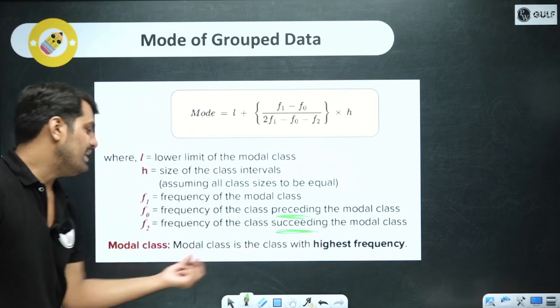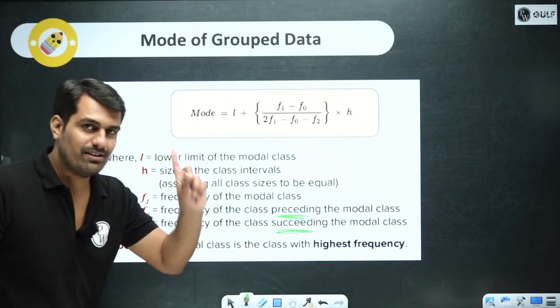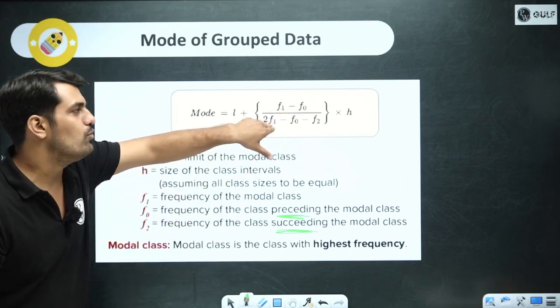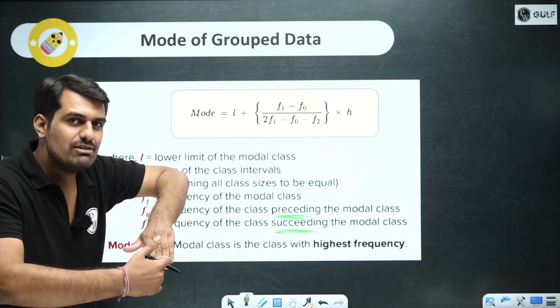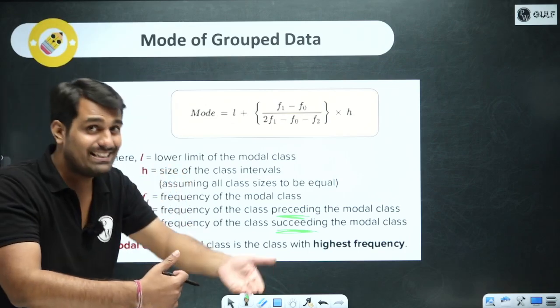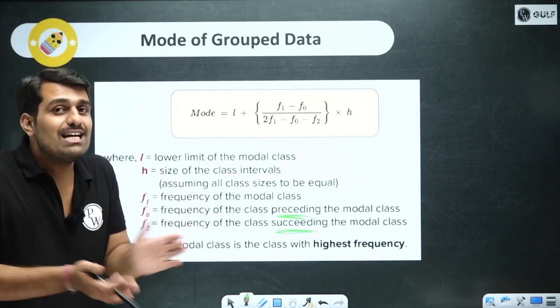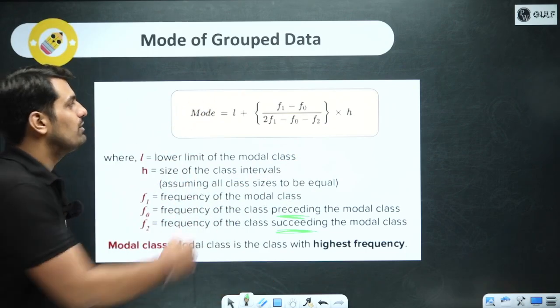The highest frequency indicates the modal class. First thing, find the modal class. Second thing, find the lower limit. Then F1, F0, F2. That means the frequency for that class, for the previous class, and for the next class. H, subtract the lower limit from the upper limit. You'll get the class width, and you have all the values. You'll find out the mode very easily.